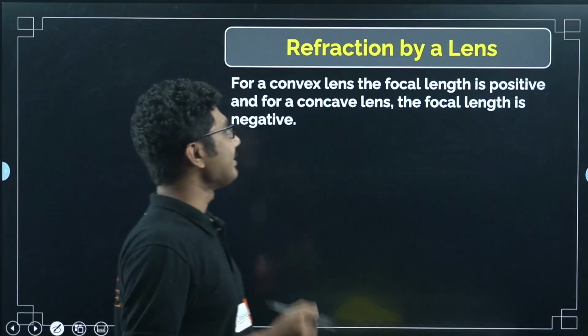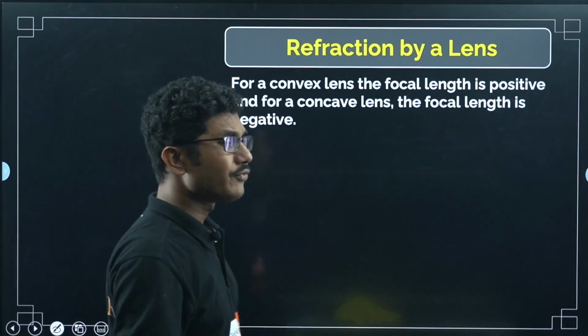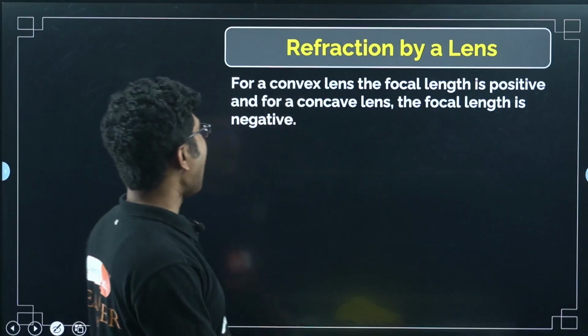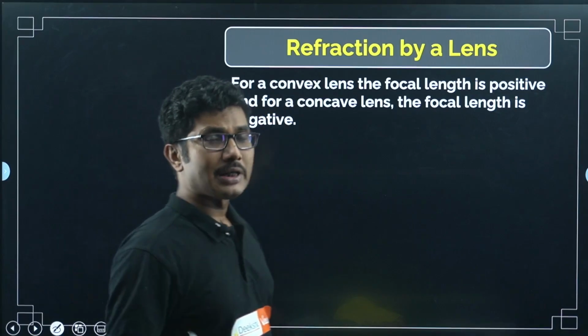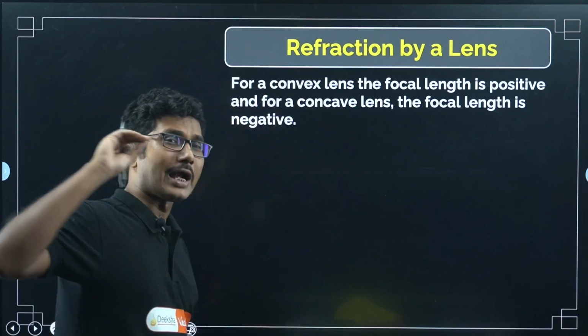For a convex lens, the focal length is positive. If you find the focal length for a convex lens, the primary focus we consider is positive, and for a concave lens the primary focus we consider is negative. Okay, this is similar to that of a mirror.